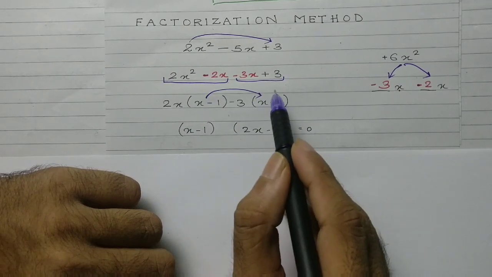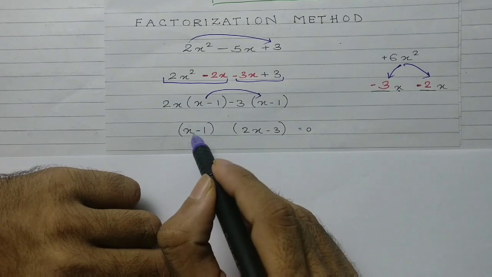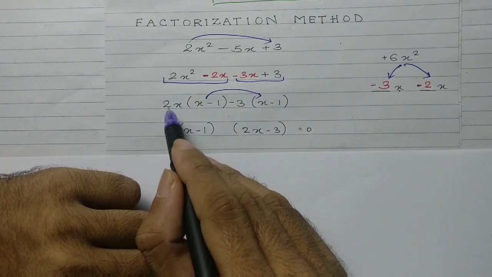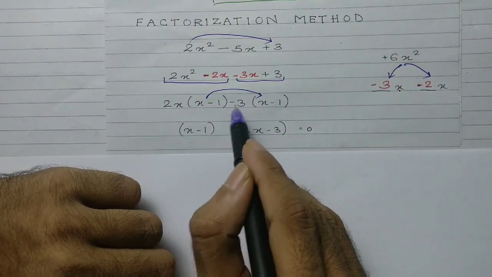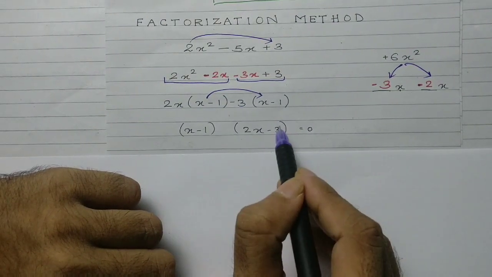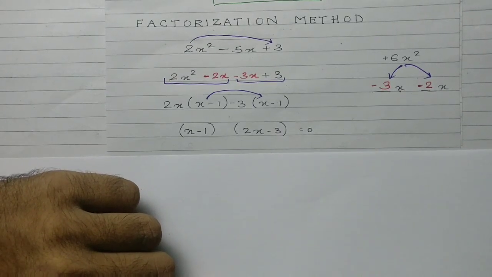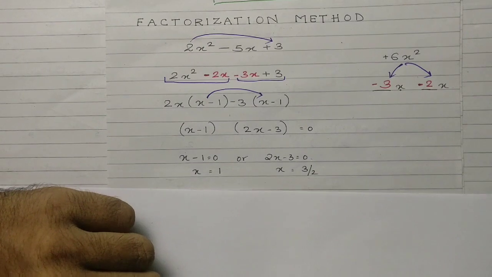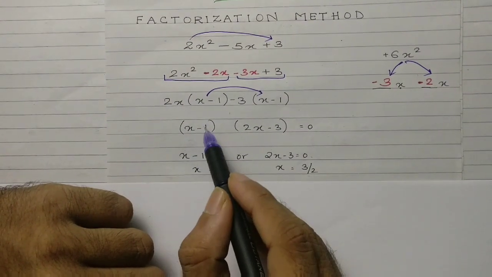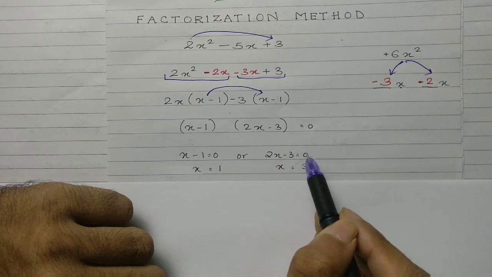Whatever is common, right? I have x minus 1 here, x minus 1 here. So write that bracket once, and what is outside the bracket, that is 2x and minus 3, combine them together to write them again. So 2x minus 3 will come again. Now this would become x minus 1 equals 0, or 2x minus 3 equals 0.